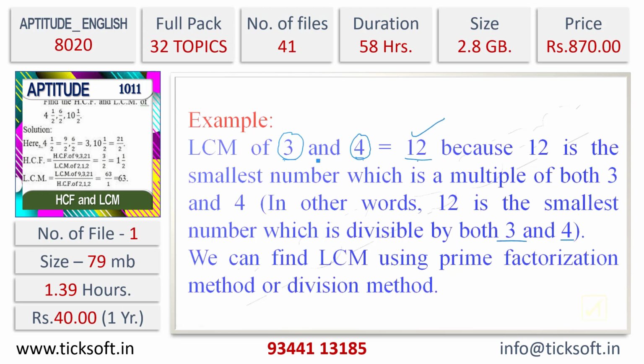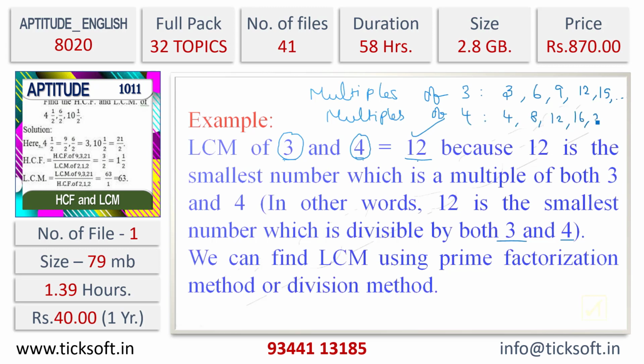If you want to find the LCM, we have to find the multiples of the given numbers. First, let us find the multiples of 3. What are the multiples of 3? 1 into 3 is 3, 2 into 3 is 6, 3 into 3 is 9, 4 into 3 is 12, 5 into 3 is 15, etc. These are the multiples of 3. Now let us find the multiples of 4. What are the multiples of 4? 1 into 4 is 4, 2 into 4 is 8, 3 into 4 is 12, 4 into 4 is 16, 5 into 4 is 20, etc.